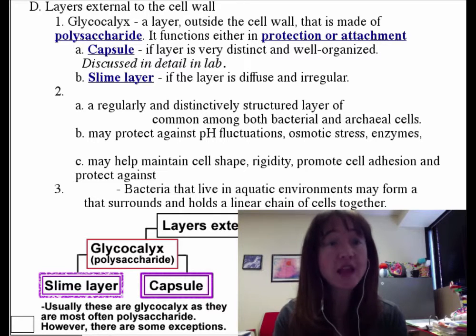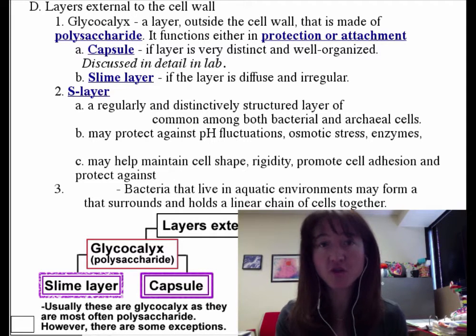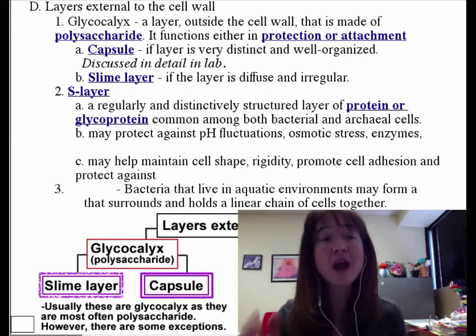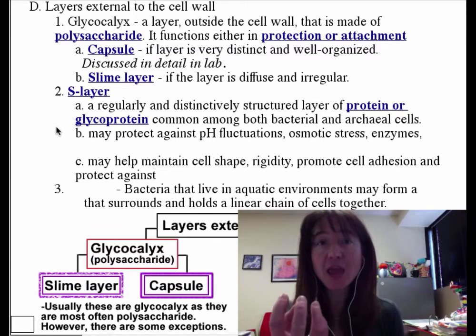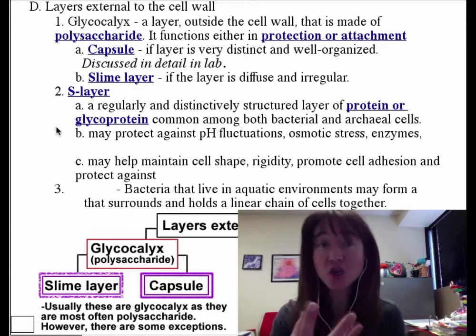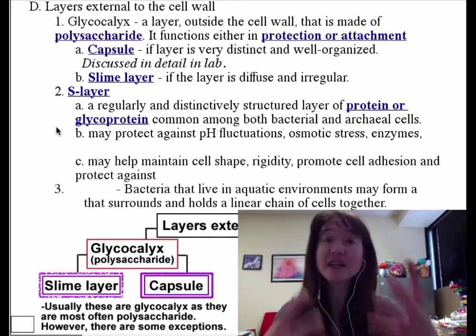Another external layer that we sometimes see different than a glycocalyx is an S layer. The thing that makes an S layer different is twofold. One, it's the nature of the molecules making it up. That is, it tends to be protein rather than carb. So protein or glycoprotein, remember glycoproteins have carb regions on them, but we tend to see a polypeptide nature to an S layer.